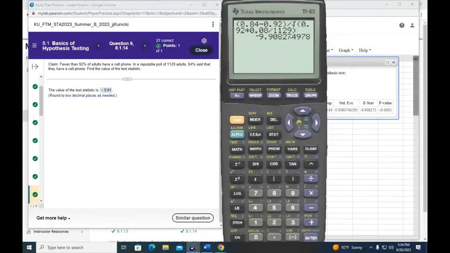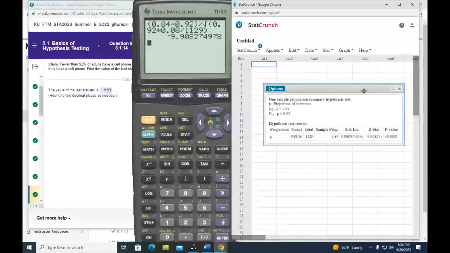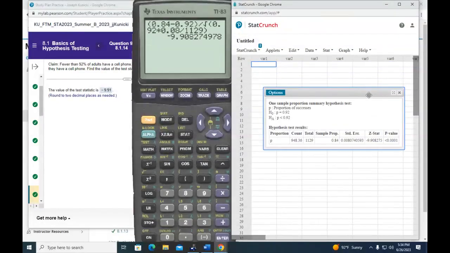So just to reiterate what we did here, we found our z test. Our z test is minus 9.91. They don't give us an alpha level, but let's just use 5%. So you remember how to do that? You remember what the number is for 5% in one tail? 90% in the middle, so the z for 90% is 1.645.